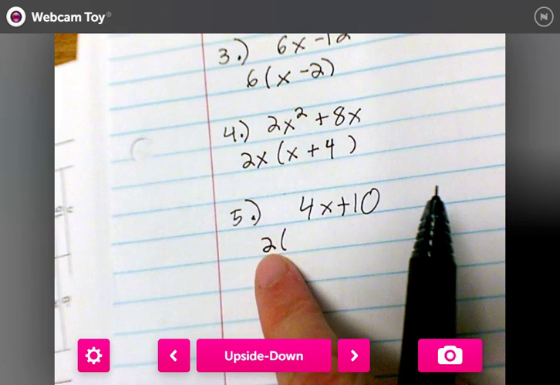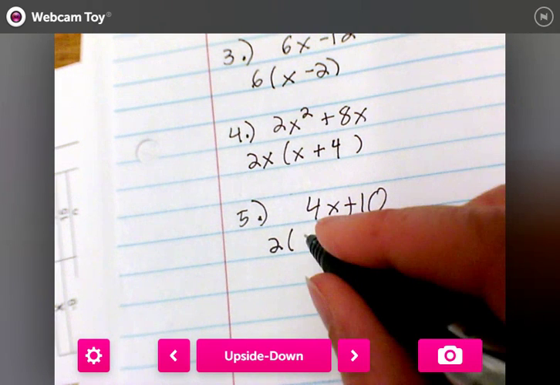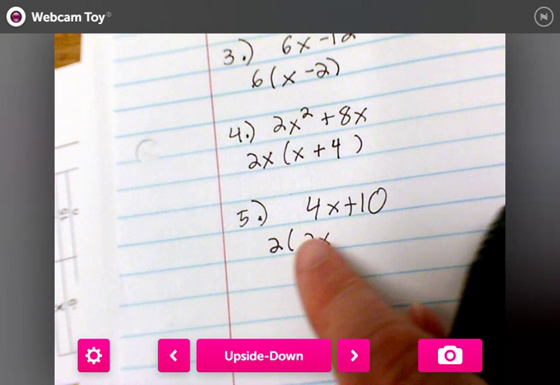2 times what gives me 4x? 2x. 2 times what gives me 10? 5.